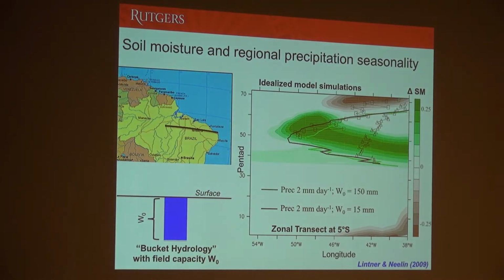So my first foray into all of this, and again, this was done without thinking about the role of plants, but more about soil moisture itself, was to look at a place where we had some reason to believe the precipitation should be sensitive to soil moisture, particularly in the upstream area. The area in this diagram is northeastern South America.